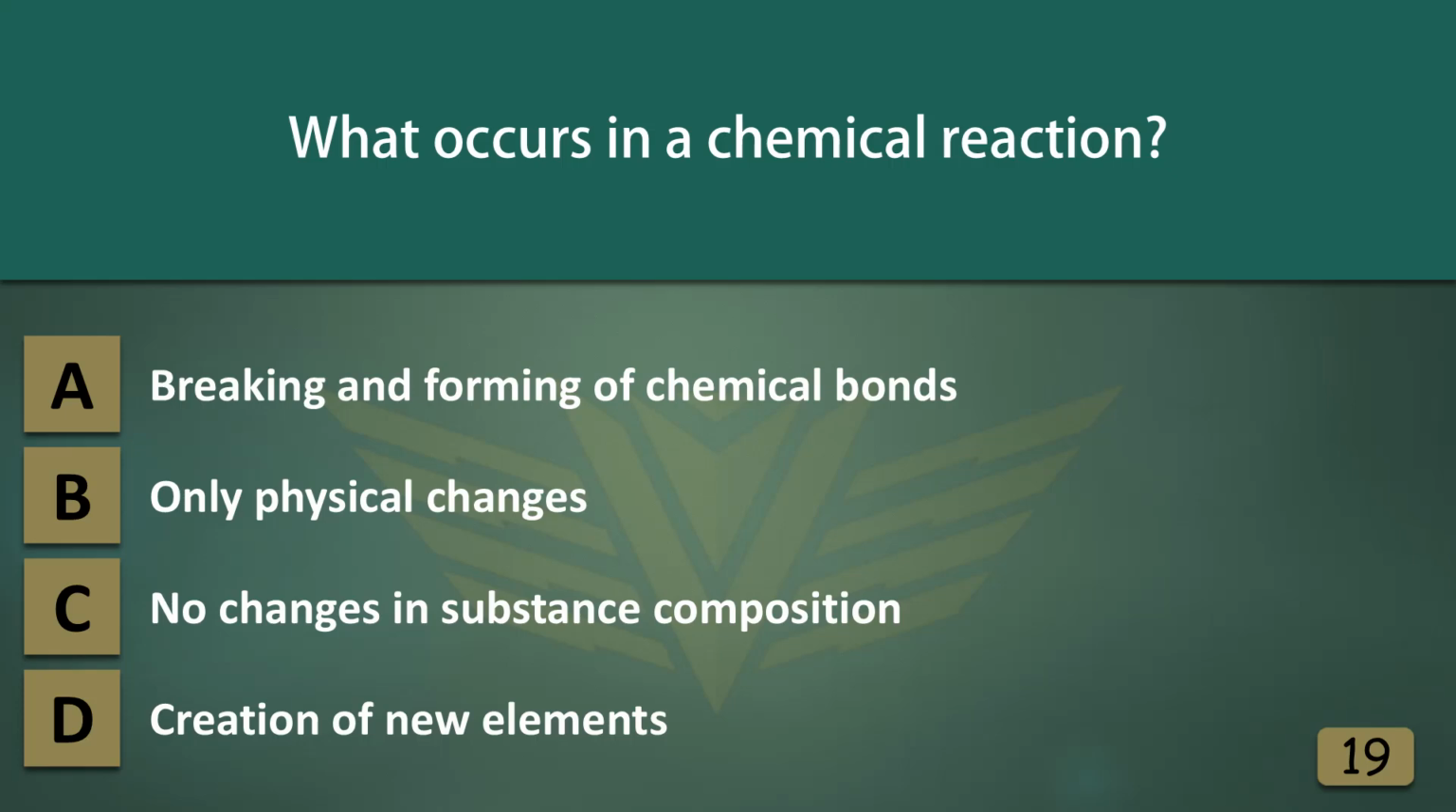What occurs in a chemical reaction? A. Breaking and forming of chemical bonds. B. Only physical changes. C. No changes in substance composition. D. Creation of new elements.